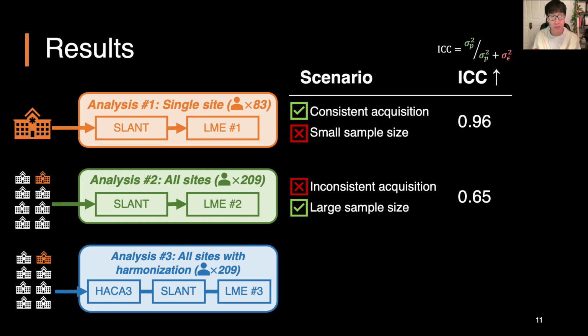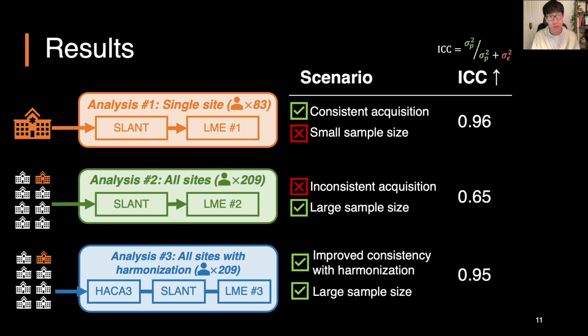In the third analysis, we also include images from all 8 sites, but this time we include HACA3 as an image harmonization step and see if we can have better performance. In this scenario, we have improved consistency with harmonization, and we are also able to pool multi-site data to achieve a larger sample size. And in this case, we have almost identical ICC compared with the best real-world scenario, analysis number 1.